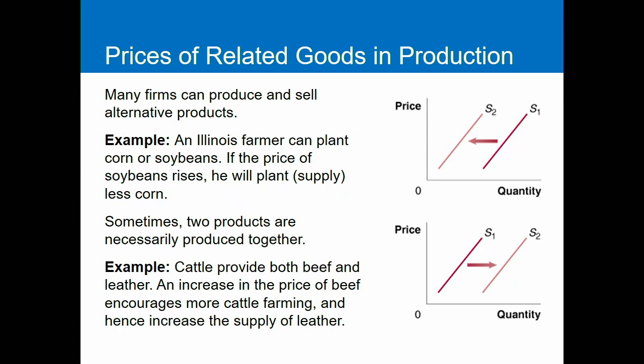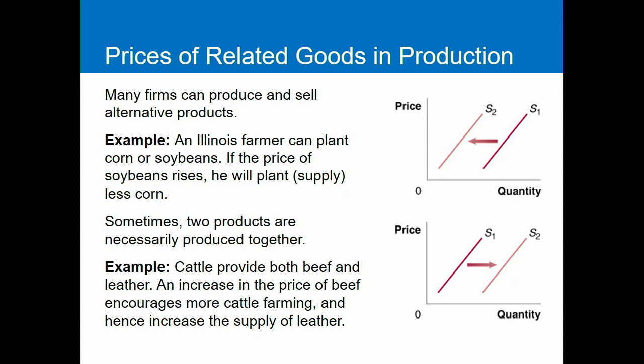Next is the prices of related goods in production. So firms can produce and sell a lot of alternate products. They have a lot of different choices of what they want to produce. So a farmer can produce either corn or soybeans. In this example, there's different crops that they can plant in their fields. So if the price of soybeans rise, he'll end up planting or supplying less corn. So the supply curve for corn is going to shift to the left. Again, because he can make more money growing soybeans.